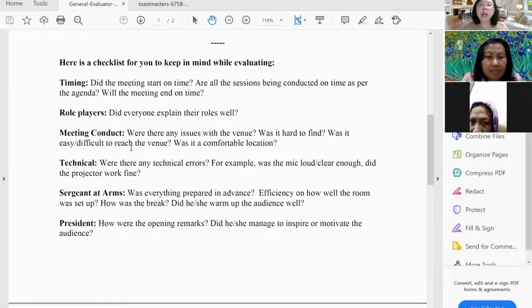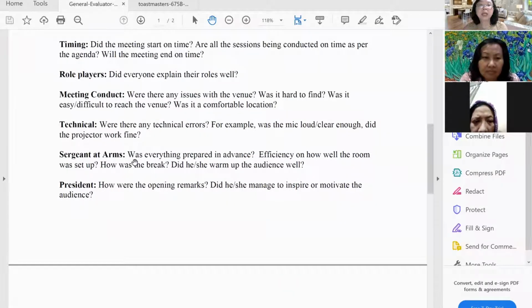Were there any issues with the venue? If it's offline, it's the venue, but if it's online, then it's about how the Zoom room is opened, whether it opened on time, and whether the breakout rooms, if we need them, have been set up, etc. But I think this checklist is as if it's for offline meetings. Technical: were there any technical errors? Was the mic loud and clear enough? Did the projector work fine?